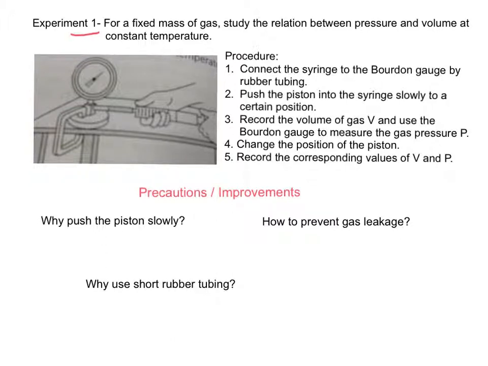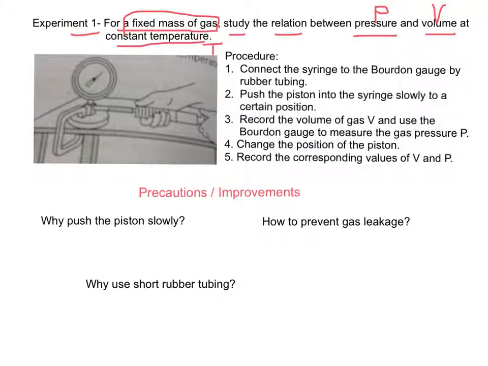Experiment 1. For a fixed mass of gas, we are going to study the relation between gas pressure P and volume V at the constant temperature T.